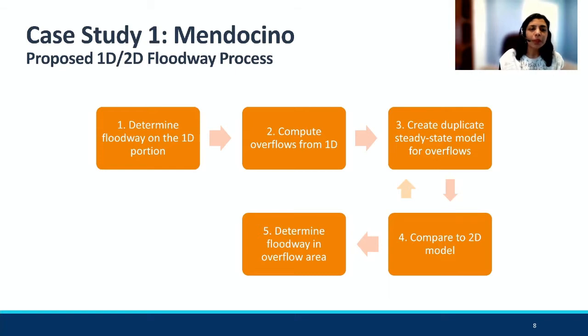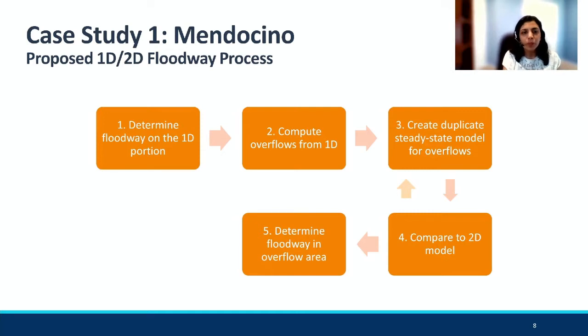So the modeling for Mendocino network involved developing a combined 1D 2D RAS model where the 1D channels were connected to the 2D area via a series of lateral weirs. The proposed 1D 2D floodway approach for this kind of network can be illustrated in 5 steps with a given flowchart.